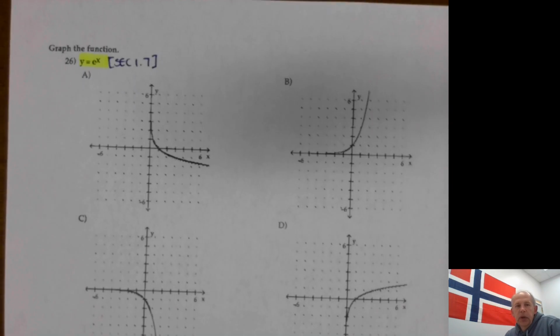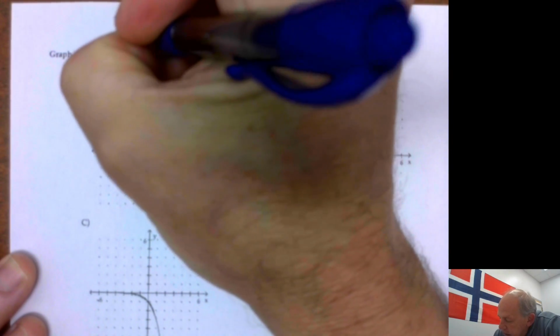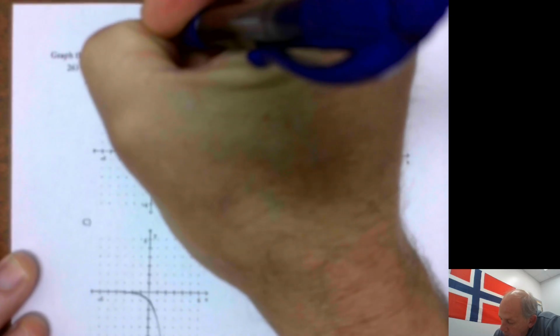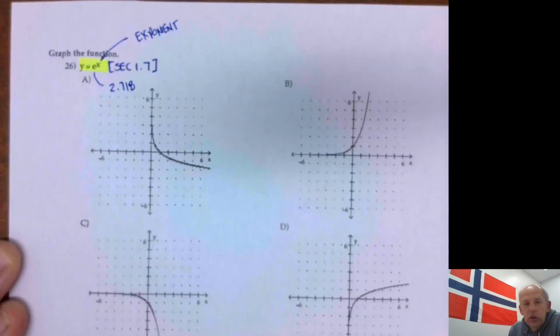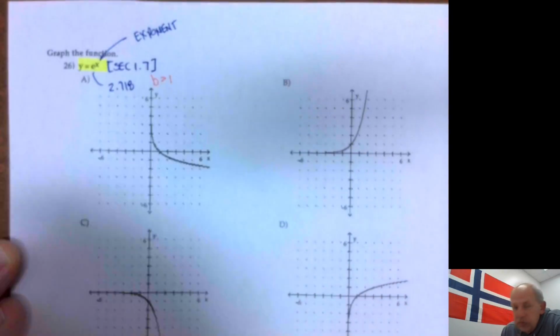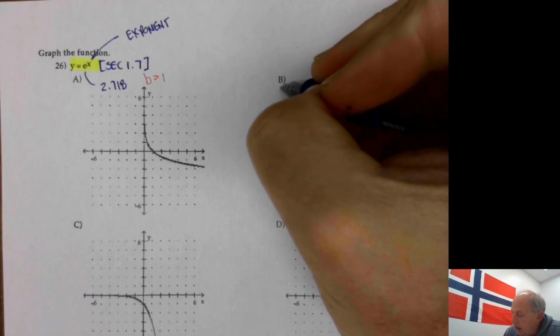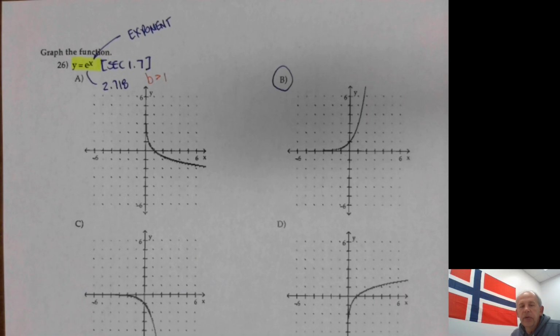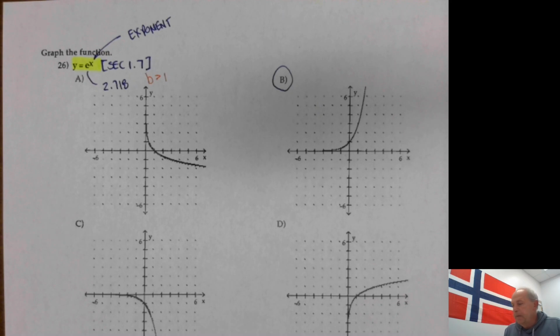Let's take a look at number 26, determining what type of graph we have for this model. x again is an exponent. e is my base, which is 2.718. My base is bigger than 1. With my base being bigger than 1, I'm going to have exponential growth for the shape of my graph. b is bigger than 1. You're always going to have that value.